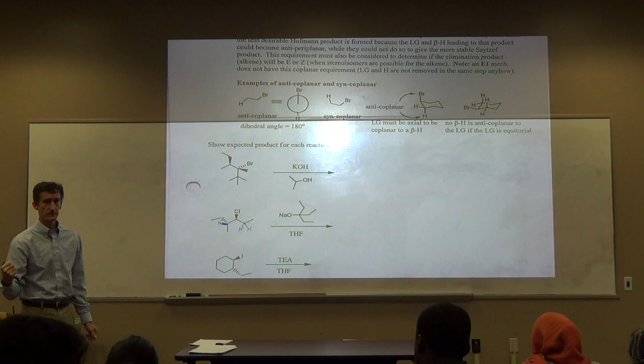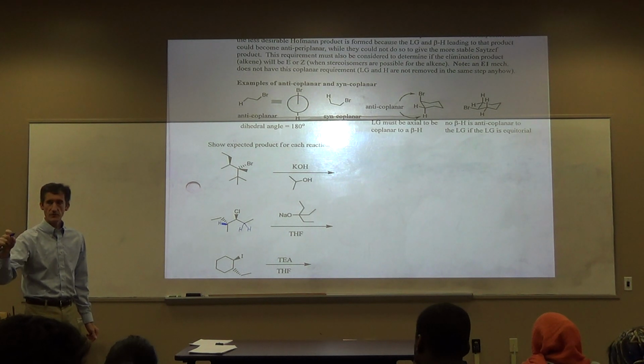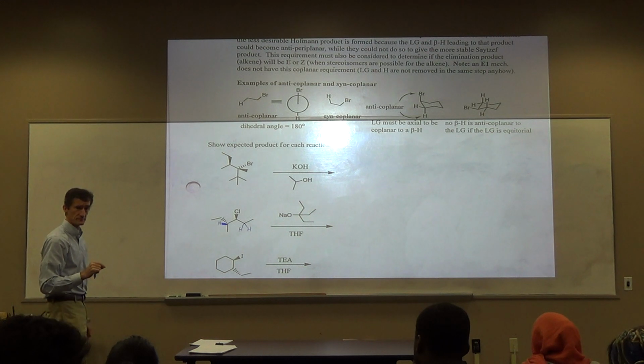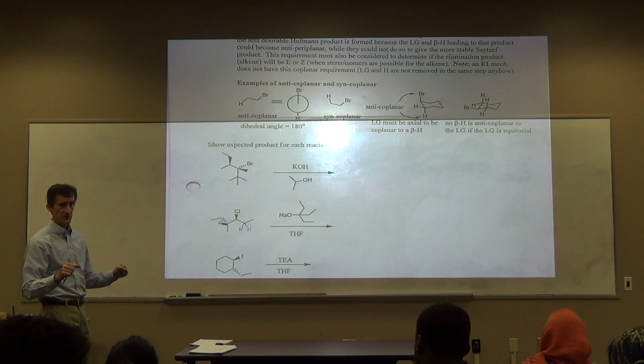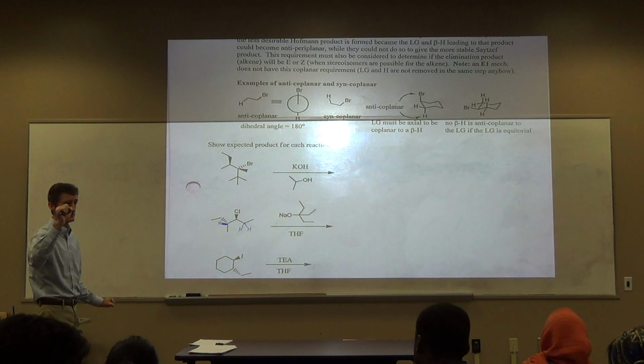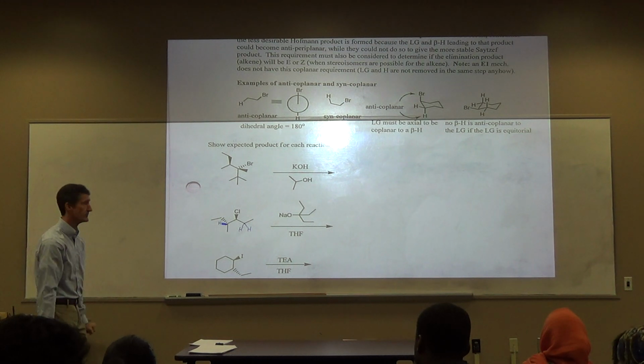The best product. So the answer is the best product will be formed. Which one's that going to be? The alkene is going to be with the biggest groups trans, opposite, anti. Okay?